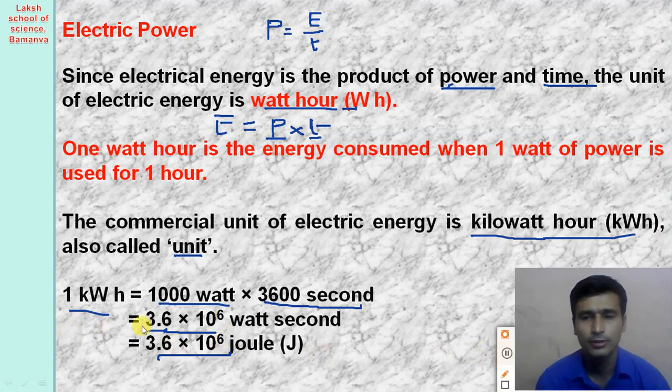So this is the commercial unit of electrical energy which we use in our home, right? The electric meter indicates the units which we used during the day. So 1 unit means 3.6 into 10 raised to 6 joule. Every electrical appliance consumes electrical energy, and this energy is measured by the electric meter in the form of units.